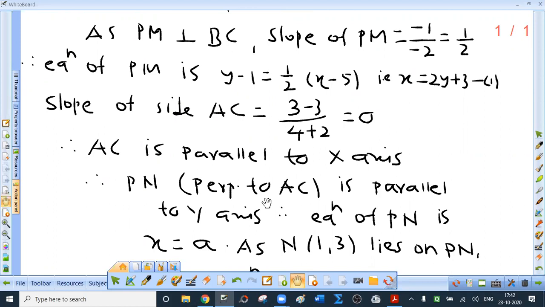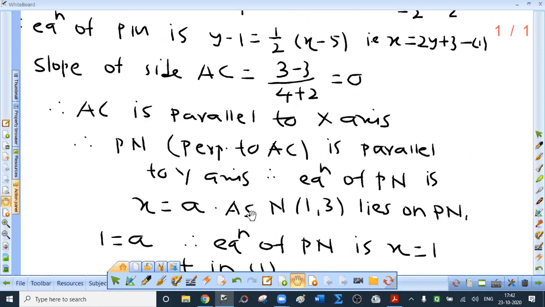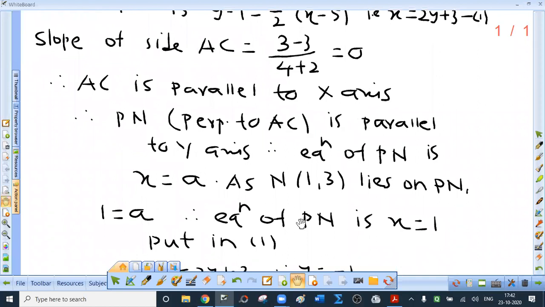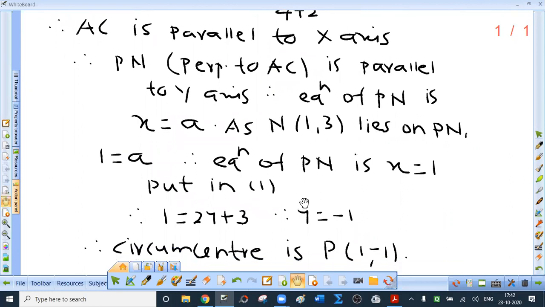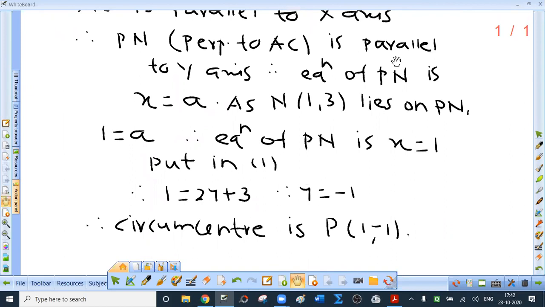Now this is parallel to the y-axis. So its equation is of which type? x equal to a constant. Now (1, 3) lies on this line, so its coordinates will satisfy the equation. That gives me a equal to 1. So the perpendicular bisector, its equation is x equal to 1. Put this in equation 1. That gives me y equal to minus 1. So what is the circumcenter of the triangle? It is (1, -1).